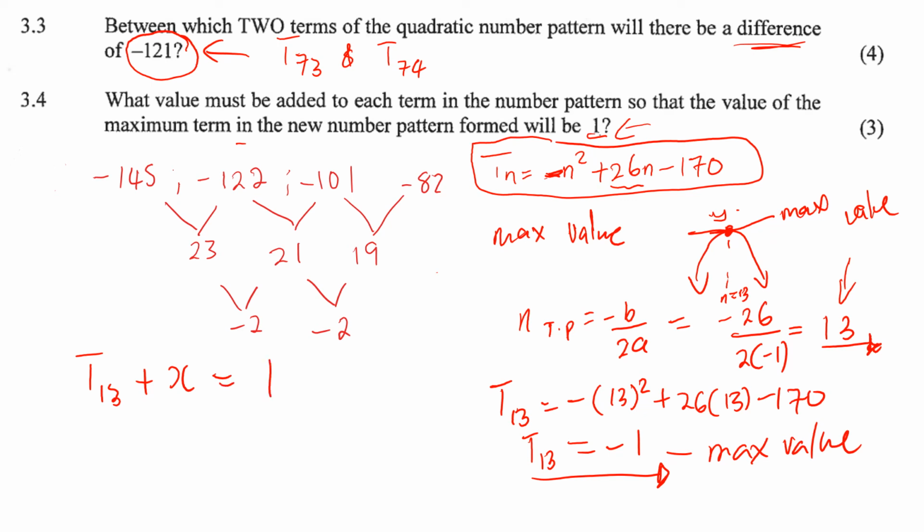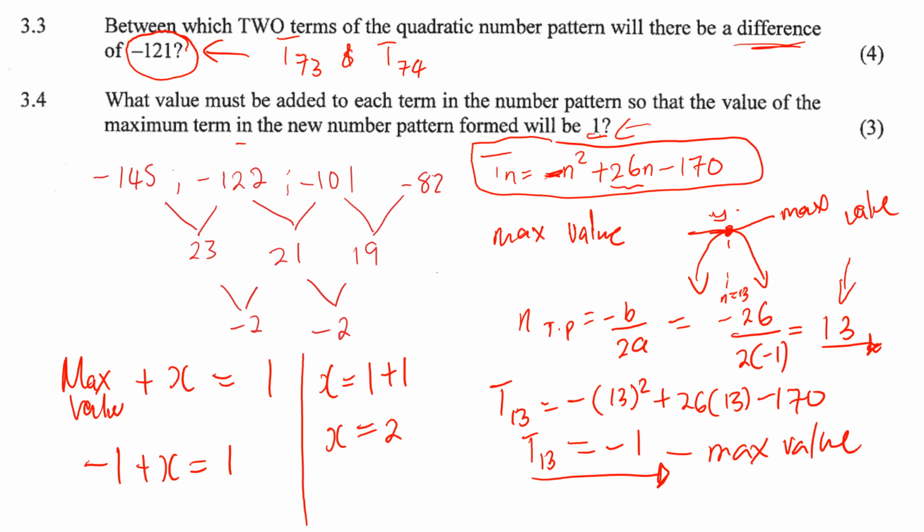1, right? So the maximum value, okay, so let me just write it as the maximum value plus x is equals to 1. What can we add on the maximum value so that the new term will be 1? So the maximum value, we get it as minus 1 plus x is equals to 1. We can solve for x, right? So x will be equals to 1 plus 1, and x will be equals to what? Will be equals to 2.